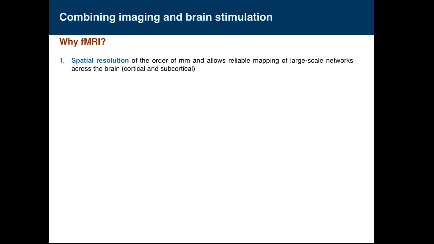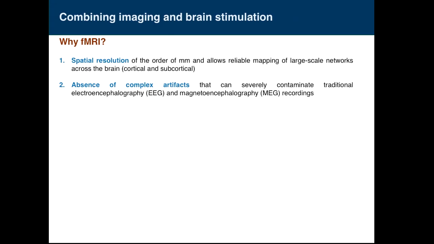So I think the most obvious reason has to do with spatial resolution. When we use fMRI, we're talking about spatial resolution of the order of millimeters, and this allows you to look at these large-scale networks that I talked about in the beginning that support cognitive processes. And you can look not only at cortical regions, but also subcortical regions. The second reason has to do with the difficulty that we still have in cleaning artifacts imposed by the stimulation in EEG and MEG.